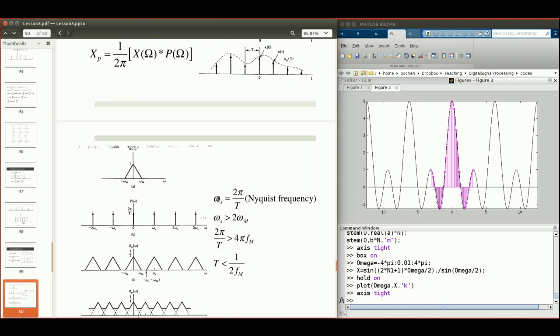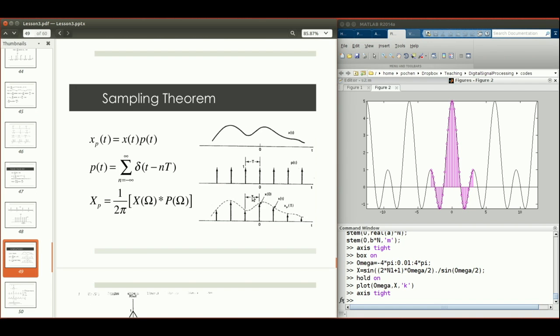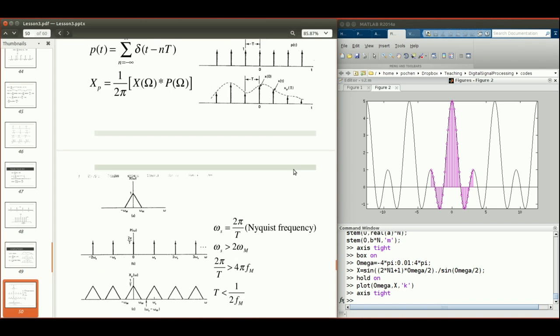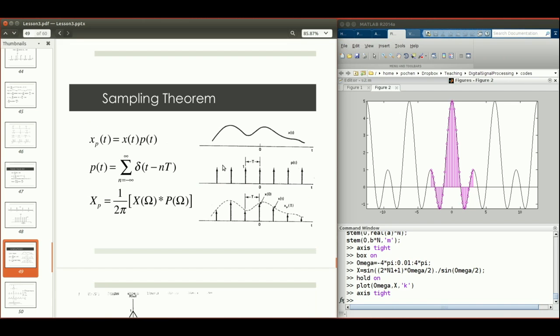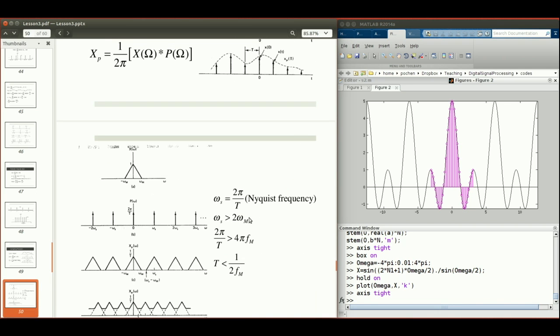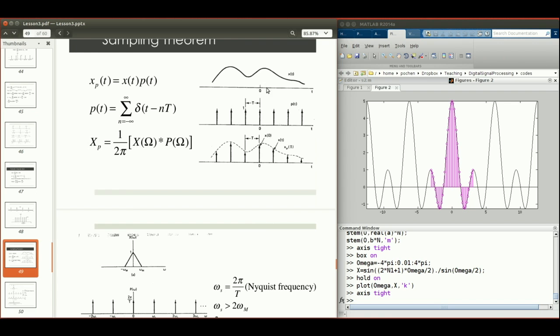Then all you have to do is compare this omega s with the maximum frequency of the continuous time signal. If you want to make sure that your sampled signal can uniquely determine the continuous time signal, you have to make sure that your Nyquist frequency is larger than 2 times omega M. Which means the sampling interval must be smaller than 1 over 2 times the maximum frequency of the continuous time signal in hertz.